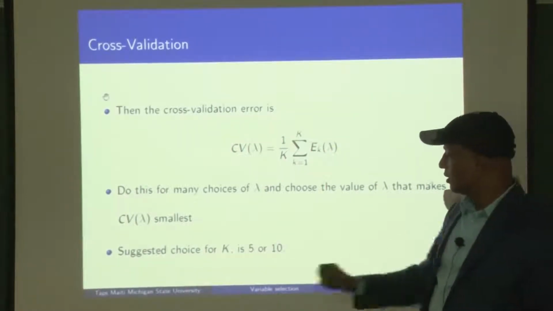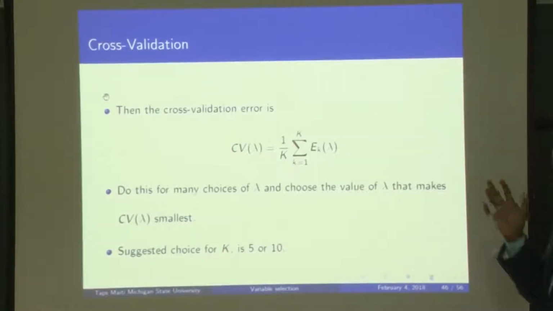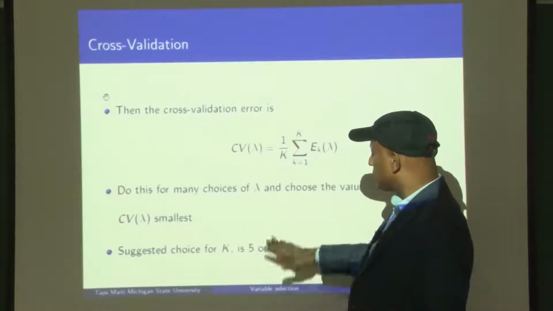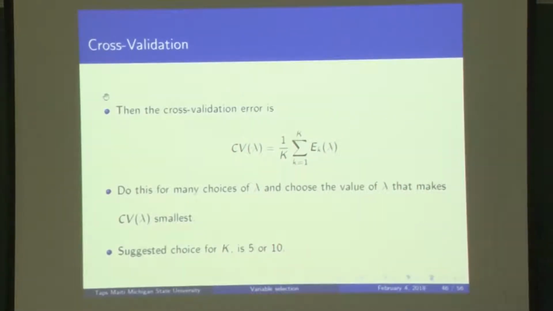Okay? The suggested choice for k is 5 or 10. That's what you will see in every book, everywhere. And in my opinion, what is your E_k of lambda? How will you... just go back to the E_k of lambda.